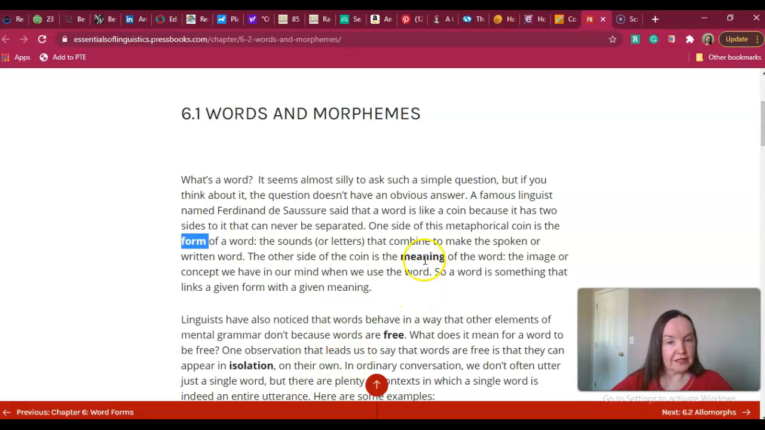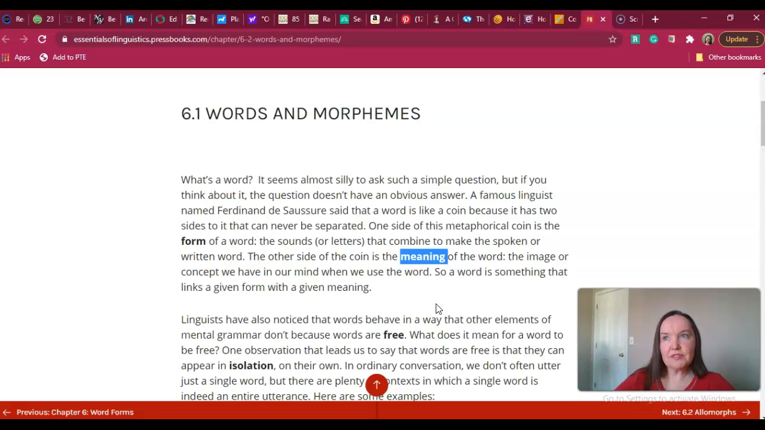The other part that he was talking about was meaning. What kind of image comes into your mind when you hear that word? There can be so many different meanings attached to a single word. It depends on the context in which the word is used. Some words can have the same pronunciation but have a completely different meaning in different contexts.